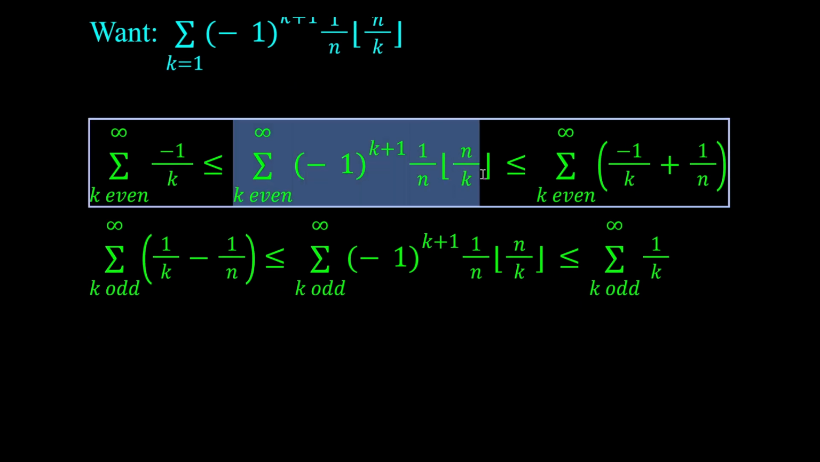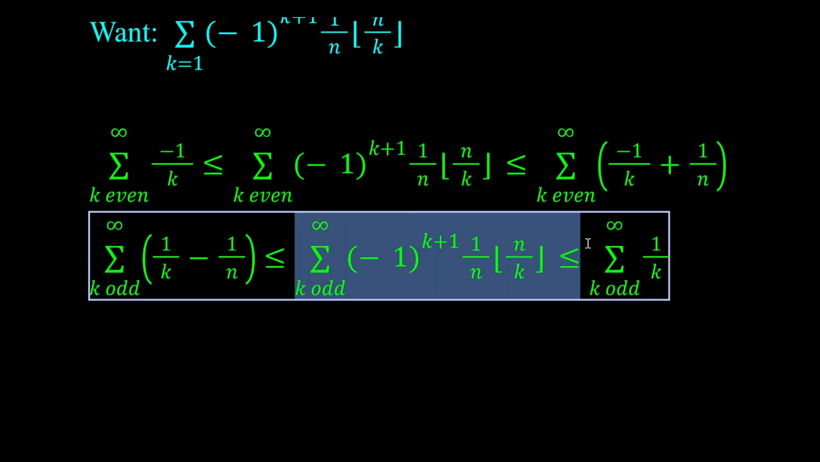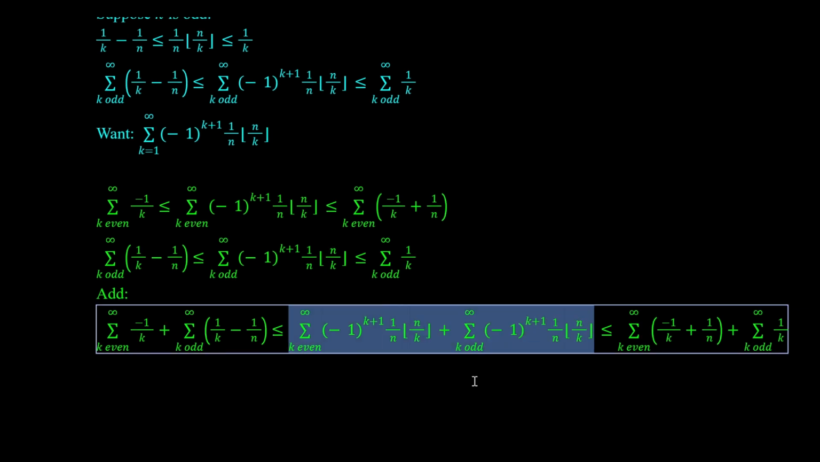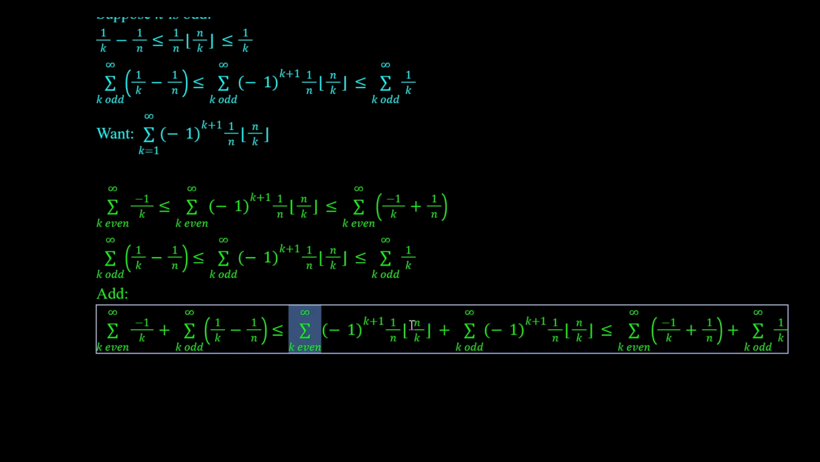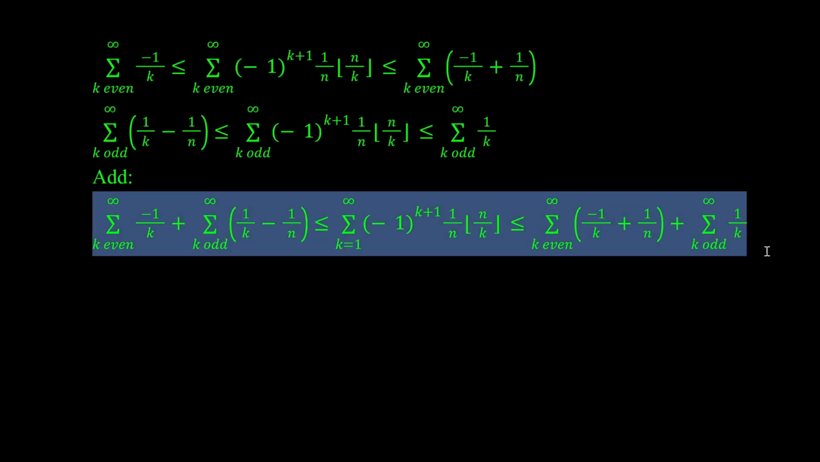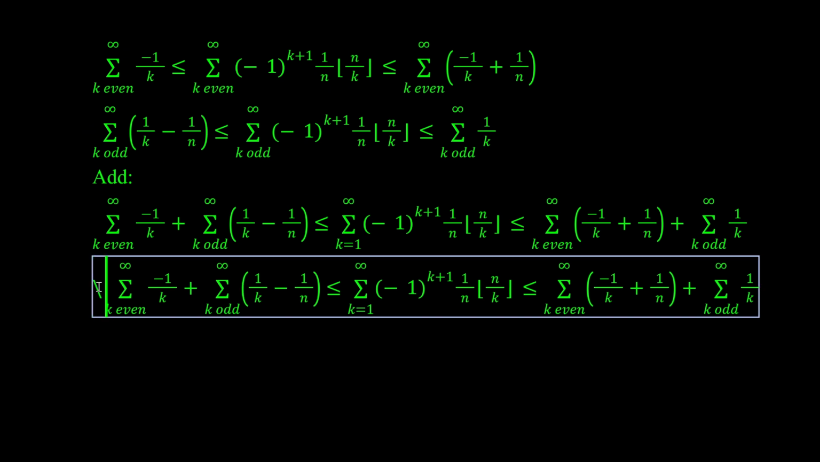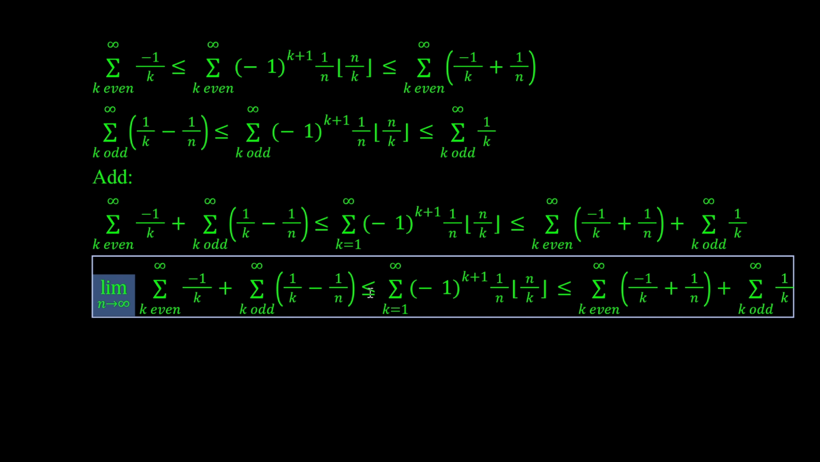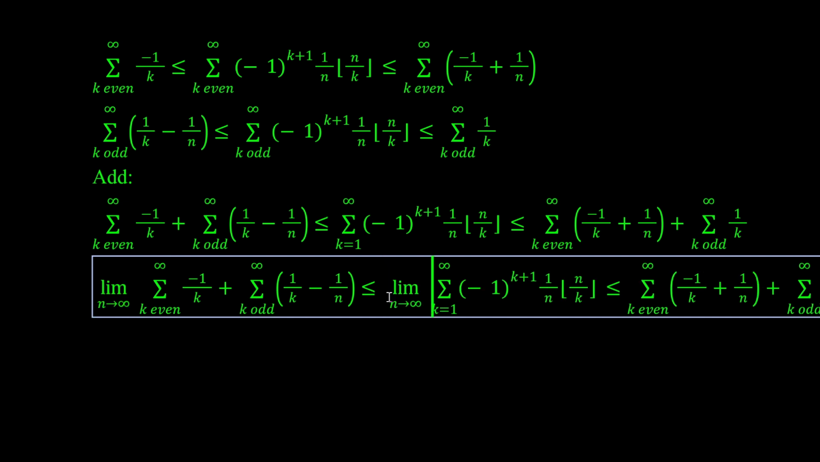If we add these inequalities together, which is perfectly valid, we get this monstrosity. But this middle part is just going to be the full sum, right? Because the general term is the same, but we're summing over odd and even, it will just become the full sum. Great, so now we have an inequality for the thing we're trying to find the limit of. We just need to take the limit as n goes to infinity. Now we actually take the limit.